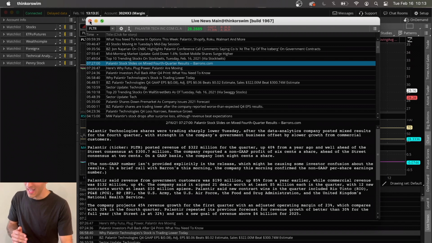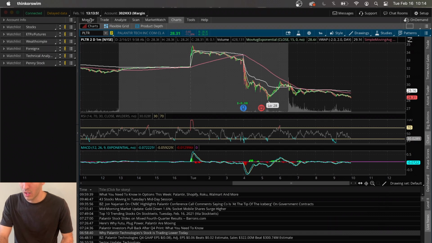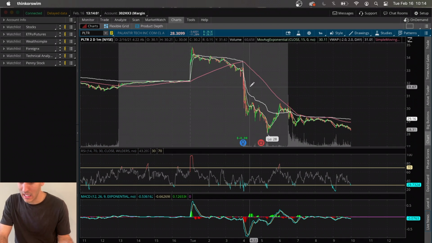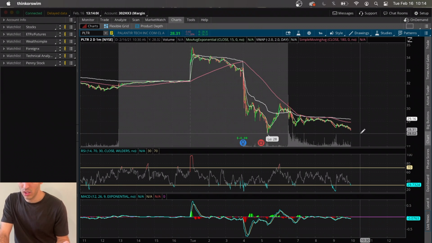And so it feels mixed, or maybe this is what they're talking about with a mixed fourth quarter result. Perhaps because they did exceed on profits, but the shareholder was actually down 8 cents per share. So that's exactly what's happening here, and we're just reaching the lowest lows that we had for the day during pre-market.